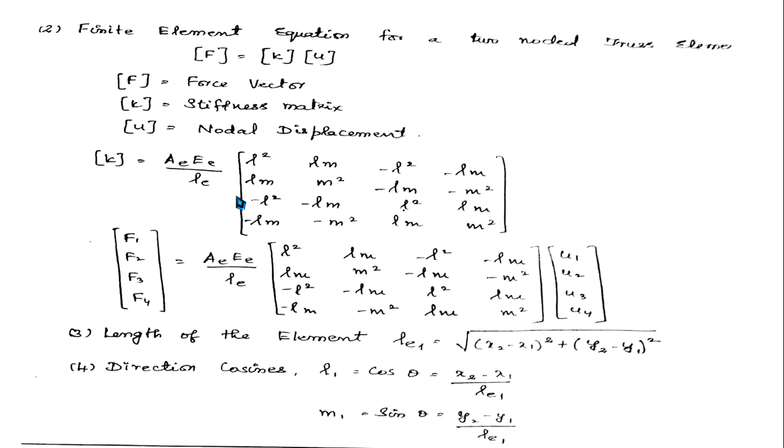This is the stiffness matrix which we have to remember while solving a truss problem. The final element equation remains constant for all FE problems. Only the stiffness matrix formula changes. This is the formula which we have derived from the derivation of the stiffness matrix for truss. This is the end result which you have to remember.